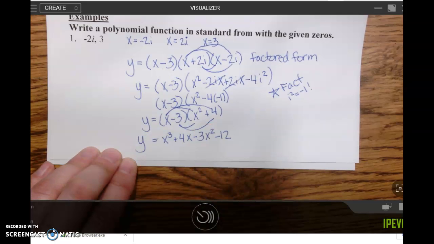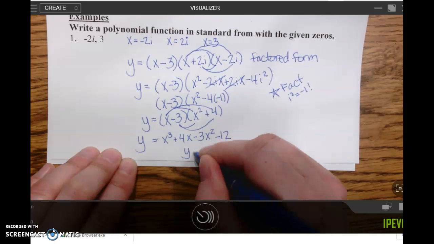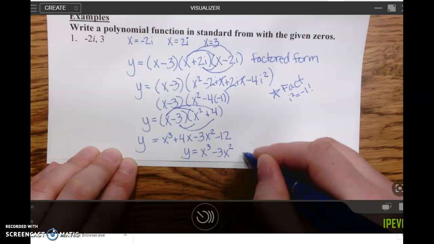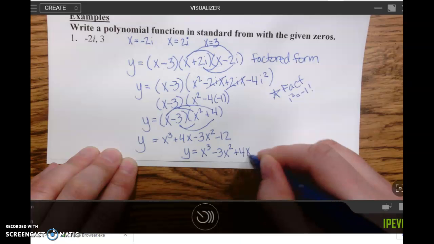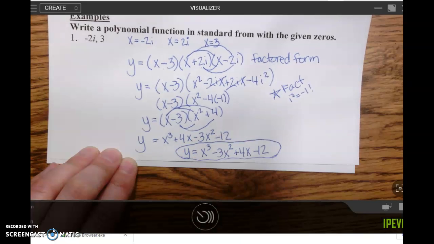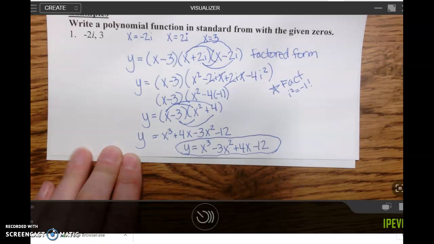And the last thing we need to do is just make sure that this is in standard form and that the variables are in the right order. And we want the powers in descending order. So we want the x cubed first, and then the negative 3x squared, and then plus 4x, and then minus 12. So that is how you write a polynomial function in standard form given zeros. And when you have imaginary zeros, it's just a little bit more work. I'm going to pause here.